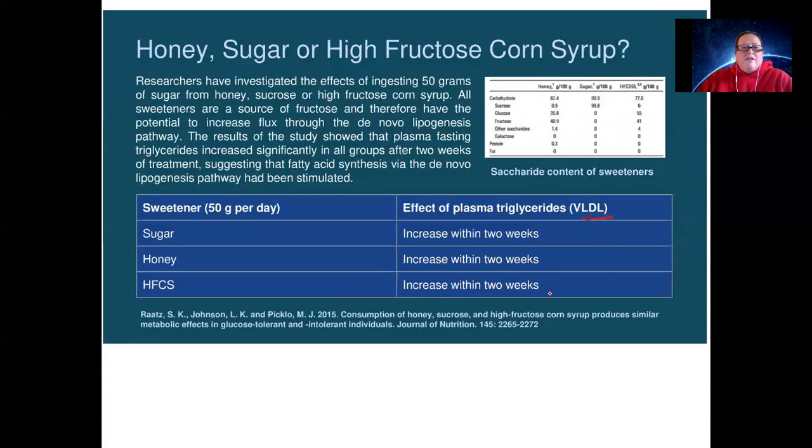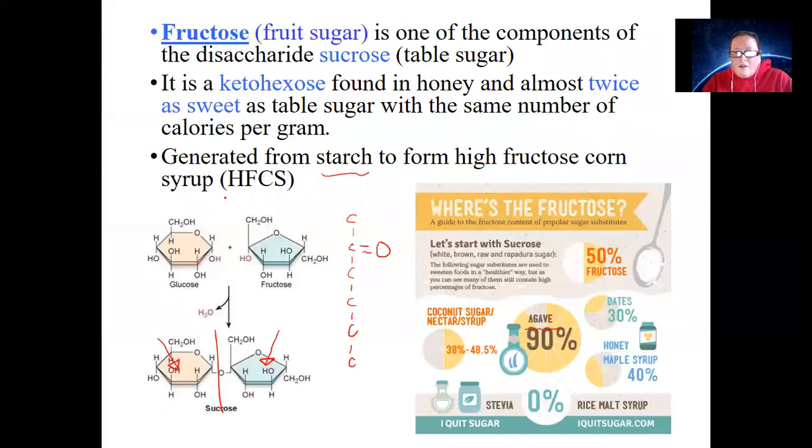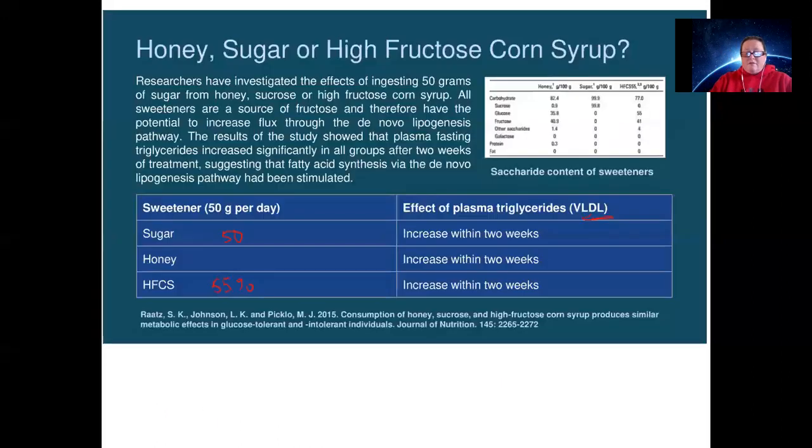So there really wasn't that much of a difference between these sweeteners because they all contain fructose. So high fructose corn syrup is only about 55% fructose, sugar is 50%, and honey was here about 40%. So really not that much different from each other.